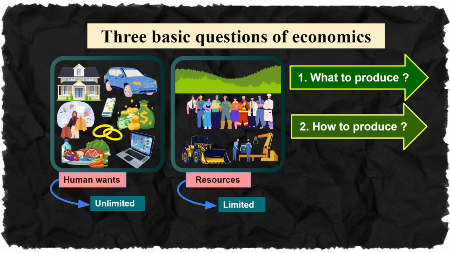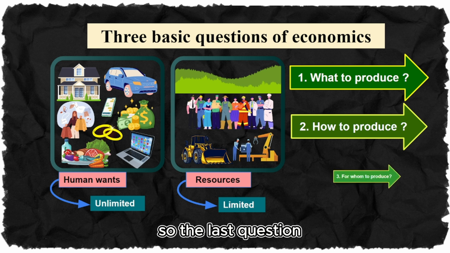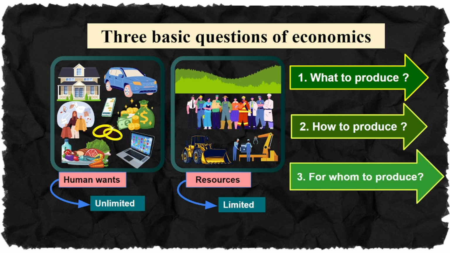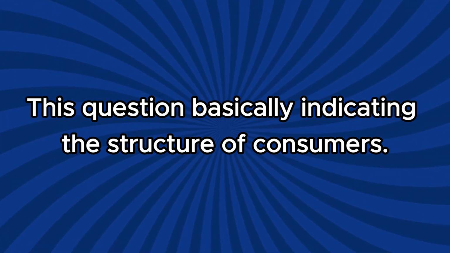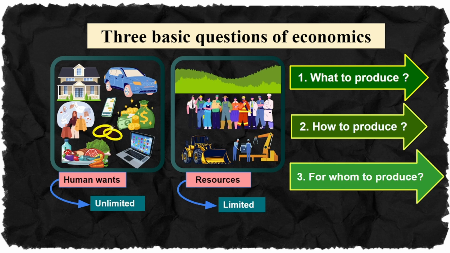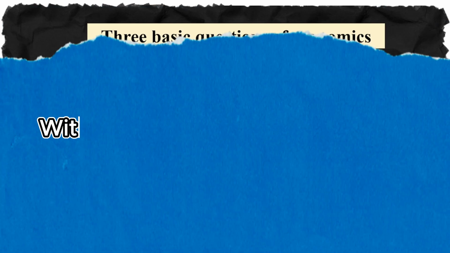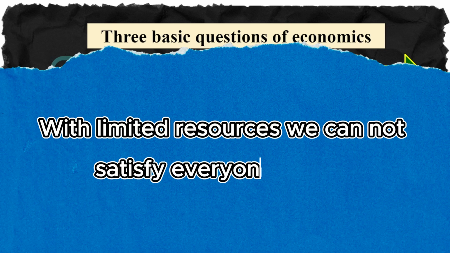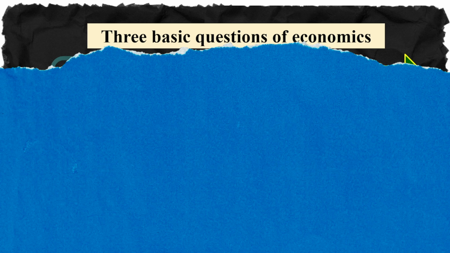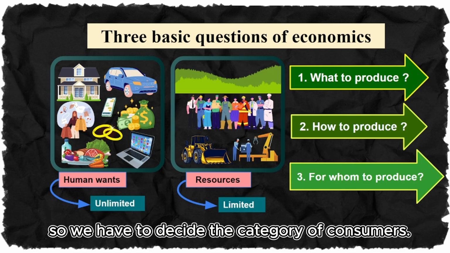Okay. So the last question we have to answer, for whom to produce. The last question is for whom to produce. This question is basically indicating the structure of consumers. So it is very simple: with limited resources, we cannot satisfy everyone's wants. We cannot satisfy everyone. So we have to decide the category of consumers, right?